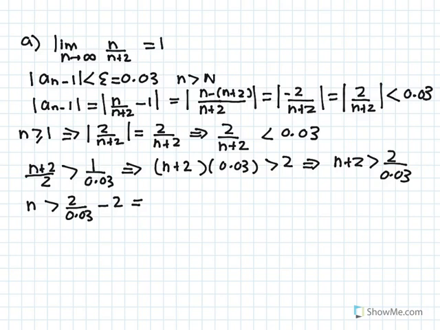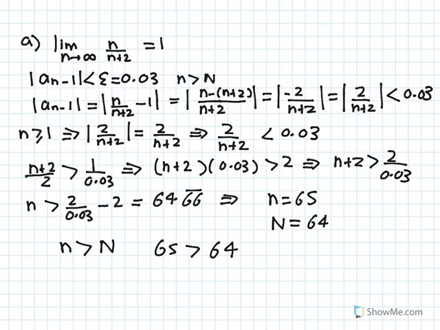2 divided by 0.03 minus 2 equals 64.66 repeating. So round up to the next positive integer. That means n is just n equals 65, and capital N is 64. That means when small n is bigger than capital N, or equivalently 65 bigger than 64, then the difference between an and L, the difference between n over n plus 2 and its converging limit, will be less than epsilon. In this case, we set epsilon to be 0.03.